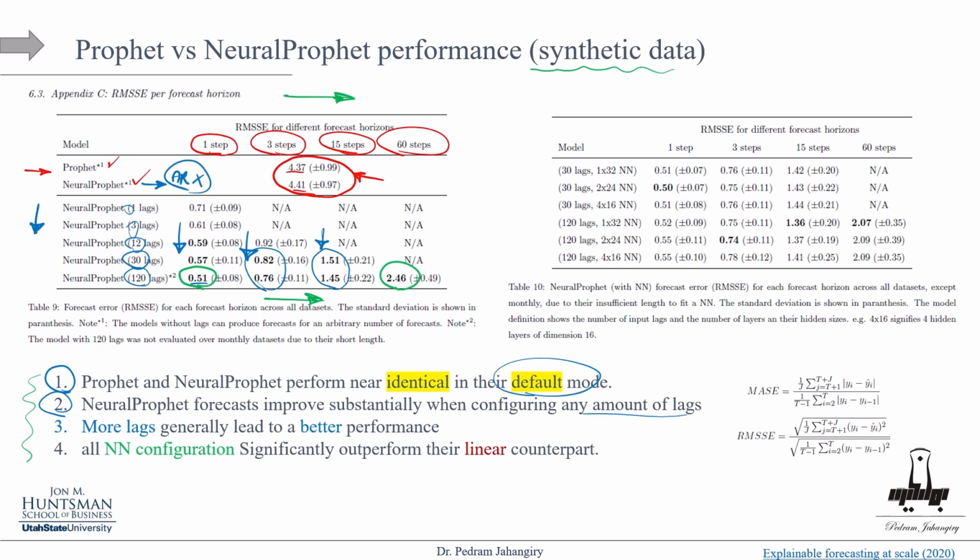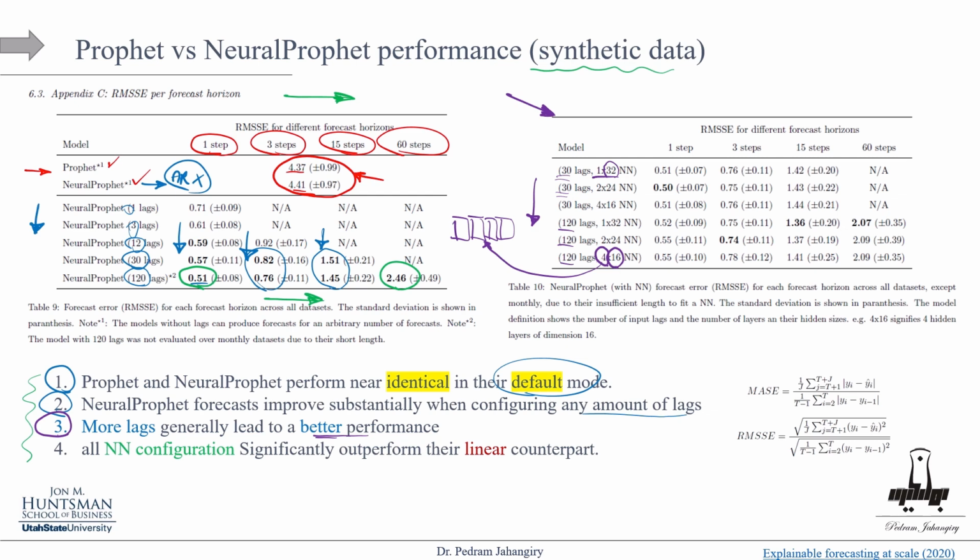Now look at the table on the right. So we said that in general, more lags will lead to better performance. So that's the observation here. So here they're going to look into the performance of the NeuralProphet using deeper networks, right? So for example, here we have one hidden layer with 32 nodes versus 4 hidden layers with 16 nodes. So as we go down, we are making more lags, going from 30 to 120 and making your network deeper. So this is basically what we have, for example, here, 4 hidden layers with 16 nodes each, right?